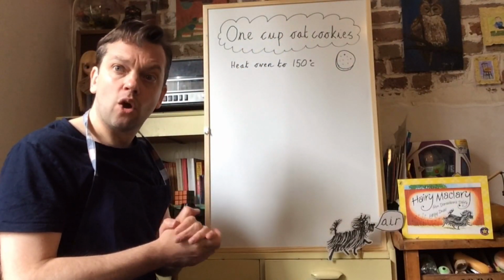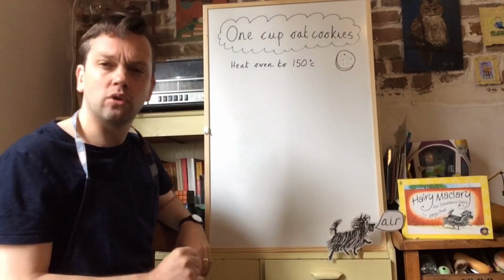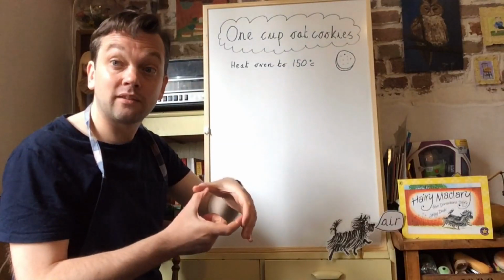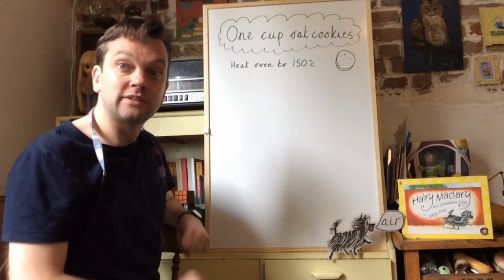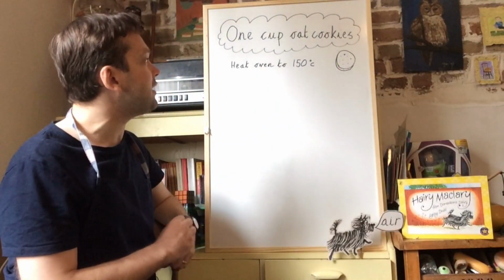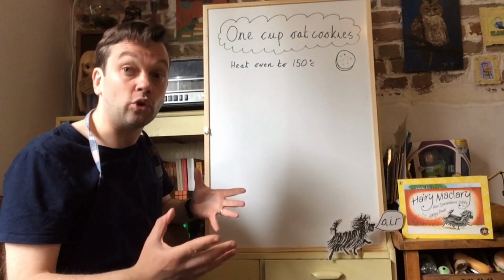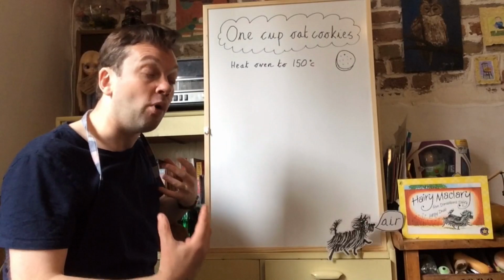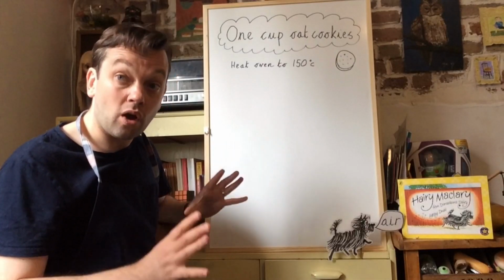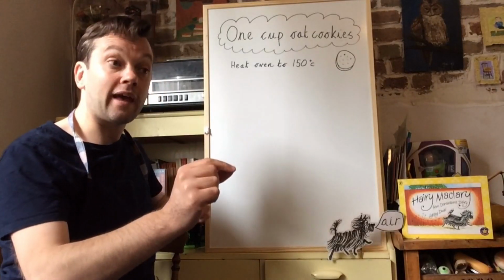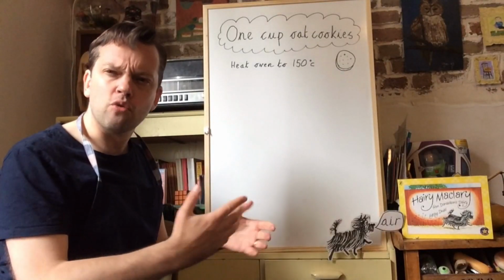Very interesting. 1 cup oat cookies. Yeah, oat cookies. They're like little biscuits, little cookies. That's what I'm going to teach you how to make. Now, very important, you can only do this with an adult. So you can only do it with mum or dad. You can only do it at home, okay? If you're in a classroom, you're going to write it down, then take your recipe home.